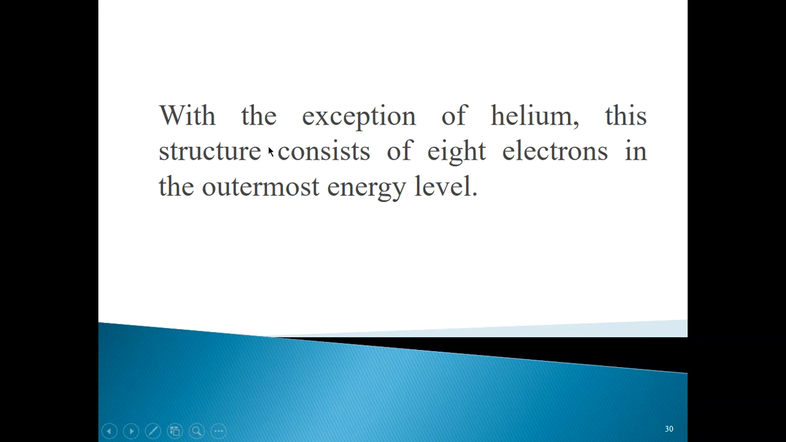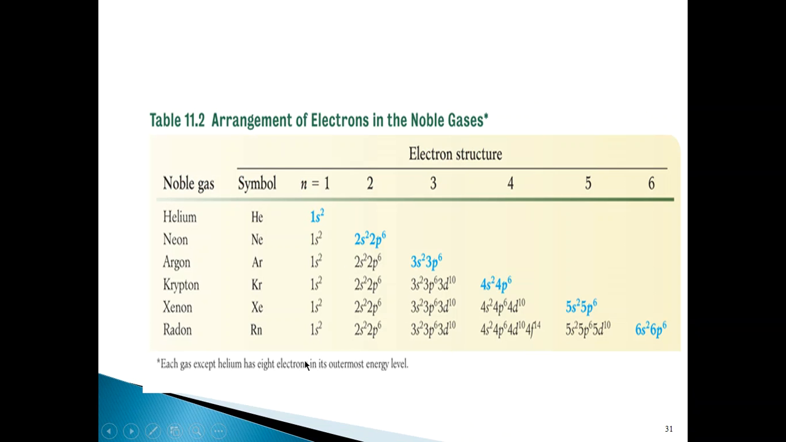Now, with the exception of helium, this structure consists of 8 electrons in the outermost energy level. So whenever you have electrons being shared, lost, or gained, the result would be an electron arrangement similar to elements in group 8, which have 8 electrons on the outermost shell. And here we have the group 8 elements and their electron configurations.